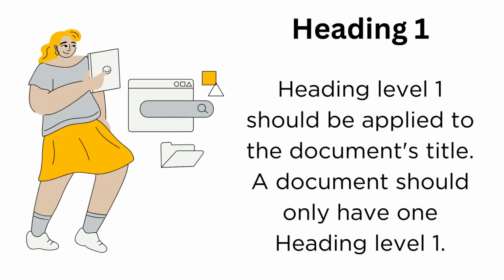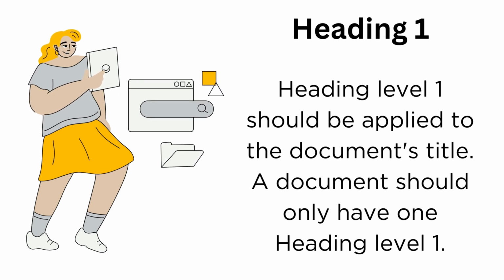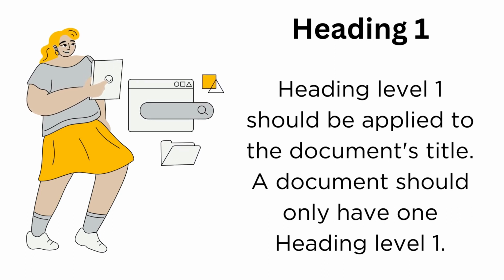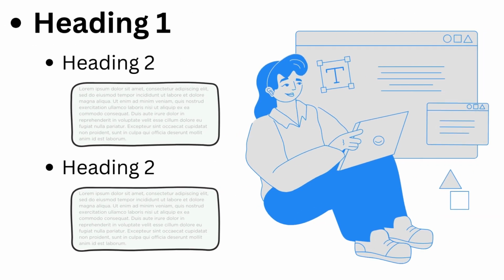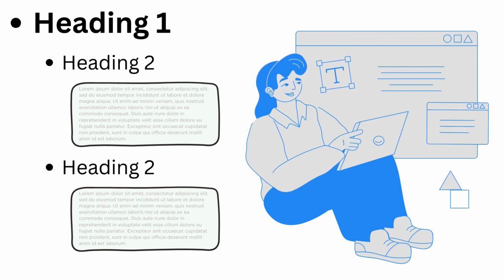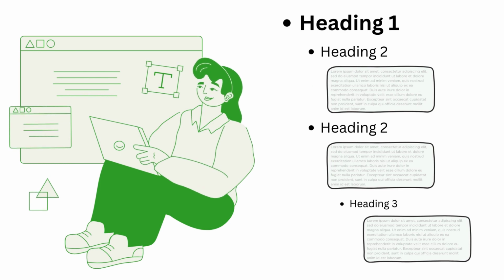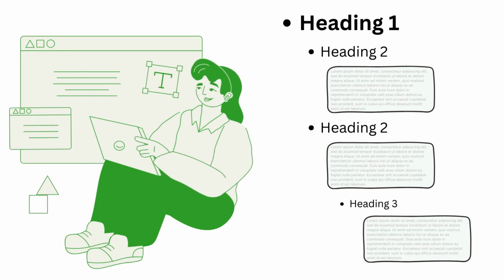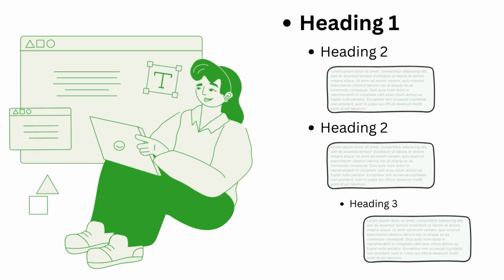Heading styles start with a heading level 1, which should be applied to the document's title. A document should only have one heading level 1. Each heading of a section within the document moving forward should utilize a heading level 2 style. New subsections should utilize heading level 3. Users should continue this process for all sections of the document.